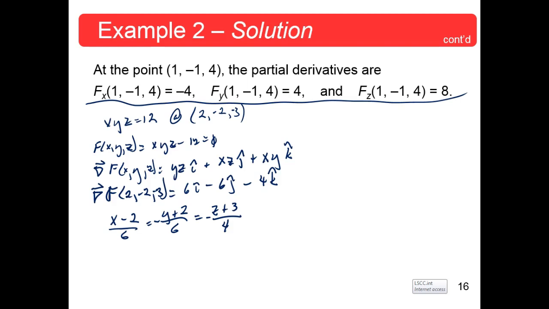Okay. The gradient there is 6i minus 6j minus 4k. So 6i, that's going to be out this way 6 units, down 6 units in j, and then down 4 units on the k. So that looks rather reasonable, okay?